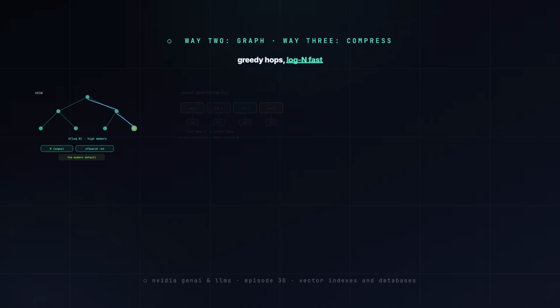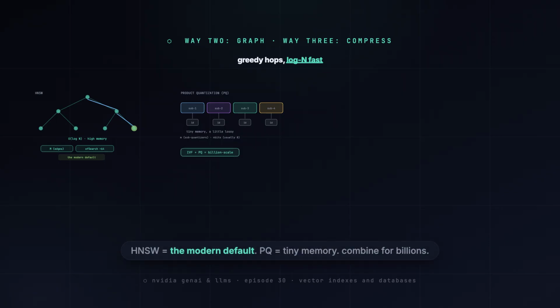Way 3. Compression. Product quantization chops each vector into subpieces and replaces each with a codebook ID. Tiny memory, a little lossy. For billions of vectors under limited RAM, you combine them, IVF plus PQ.